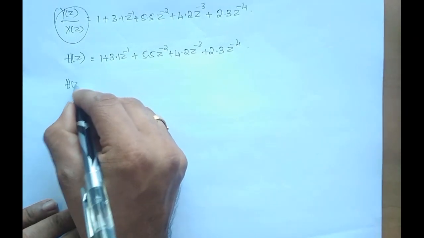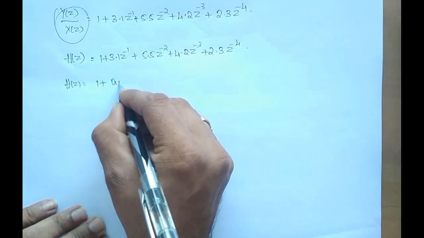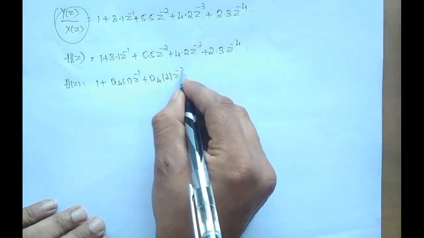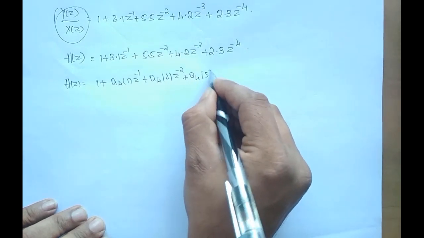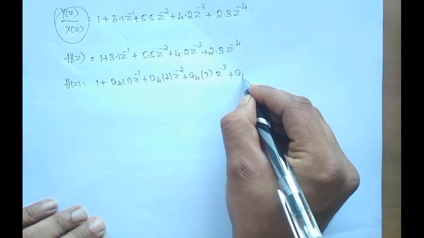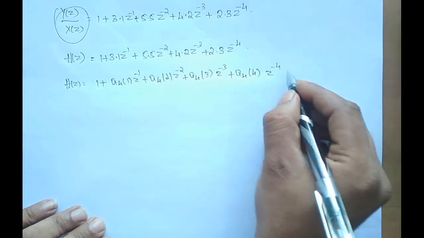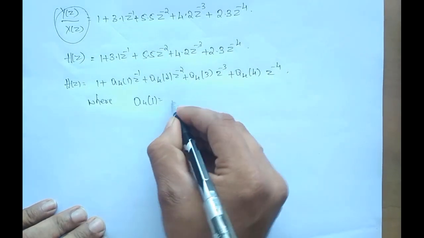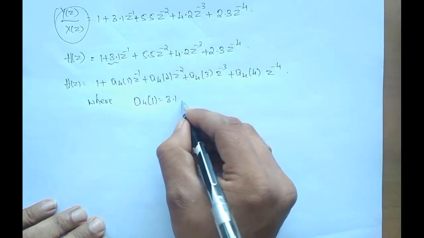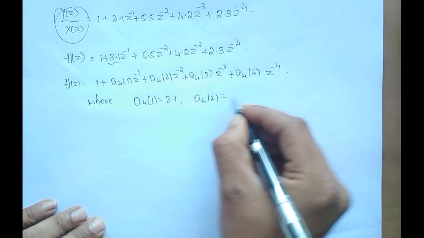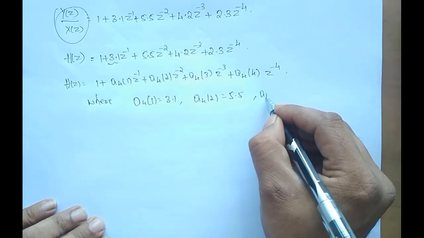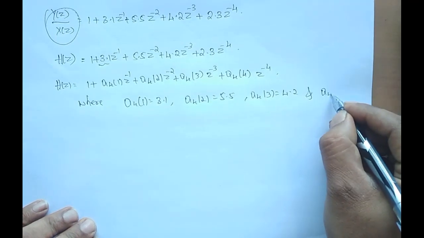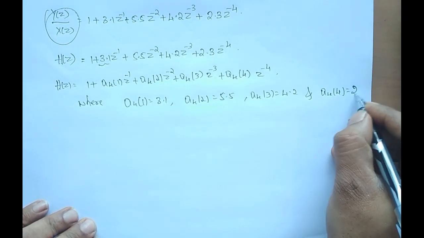Now this is of the form what? H of z is equal to 1 plus a4 of 1 z power minus 1 plus a4 of 2 z power minus 2 plus a4 of 3 z power minus 3 plus a4 of 4 z power minus 4. Where what are the coefficients we have? a4 of 1 is 3.1. a4 of 2 is 5.5, a4 of 3 is 4.2, and a4 of 4 is 2.3.